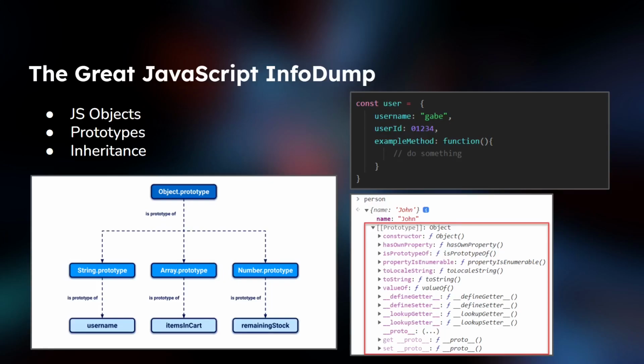First, what is an object? Well, JavaScript objects, which are demonstrated in this right side image, are basically collections of key value pairs known as properties. So this object user has the username, user ID, and example method properties. Each one is a key value pair. So in this case, you have key username, value Gabe, etc. And these properties can be accessed with dot notation and bracket notation. So if I wanted to access the Gabe property, I would use username, or I would call user ID, something like that.